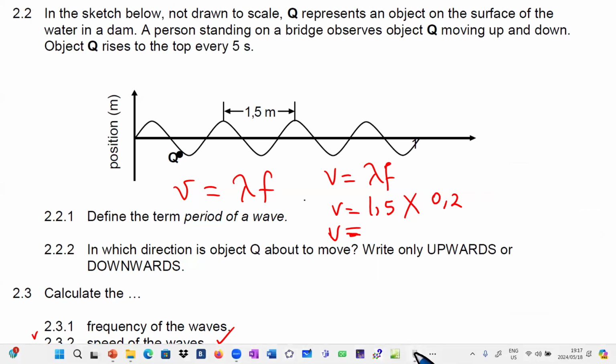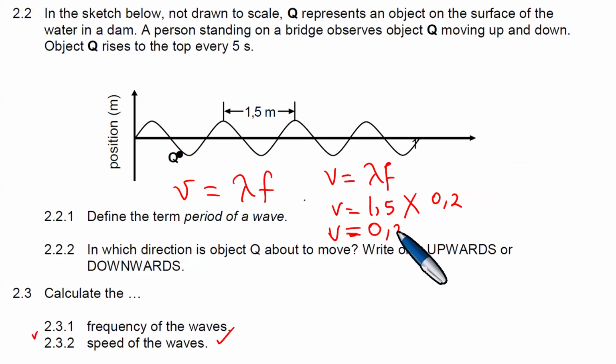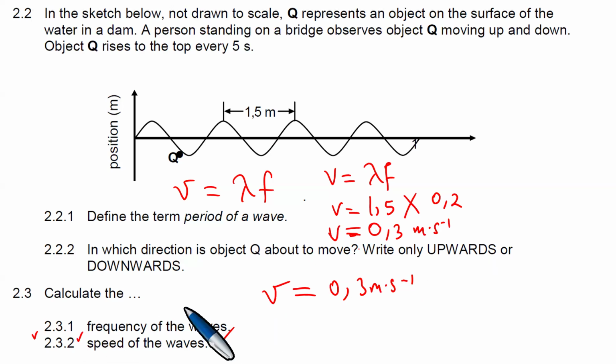And we have exactly this calculator. So on this calculator we're going to take 1,5 multiplied by 0,2, and the answer is exactly 0.3. Well done. So we have exactly 0.3 meters per second. And this is the speed of the waves. Remember, it is speed and therefore it is without direction. So we only give the magnitude or the size. Okay, so we continue to the next question.